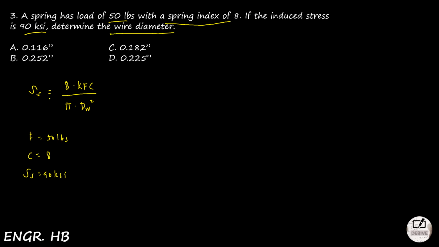So, isa-isahin natin kung kompleto to. So, shear stress daw is 90 KSI. Sabihin na natin 90,000 PSI or 90,000 pounds per inch squared kasi naka-pound si force dyan. So, that was equivalent to 8 KFC. So, ang K natin, kailangan makuha muna natin. And we all know that K is the wall factor. That was 4C minus 1 over 4C minus 4 plus 0.615 divided by C. So, kunin muna natin to para may maisulat tayo dito. So, that was 8. So, 4 answer minus 1, 4 answer minus 4 plus 0.615 over answer.